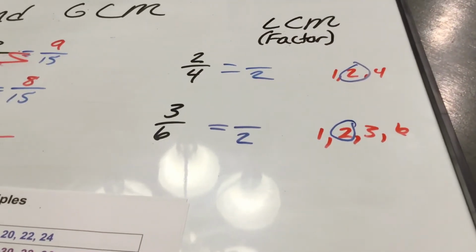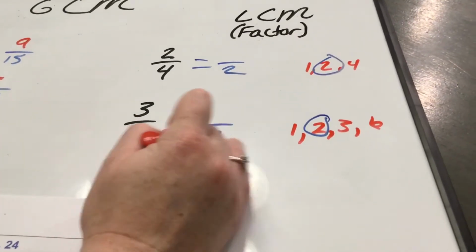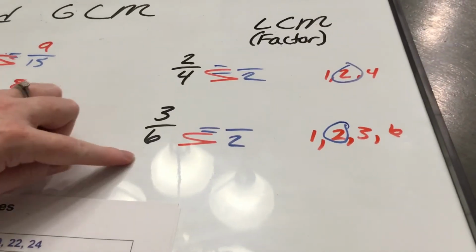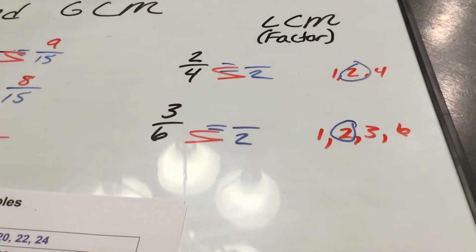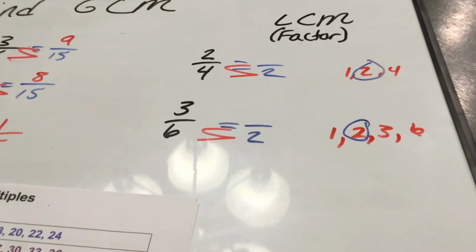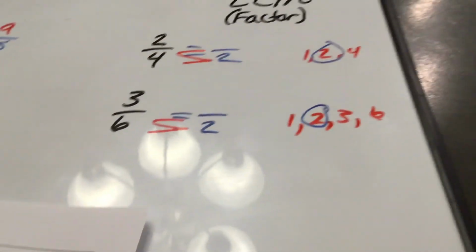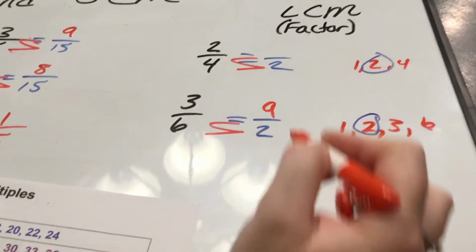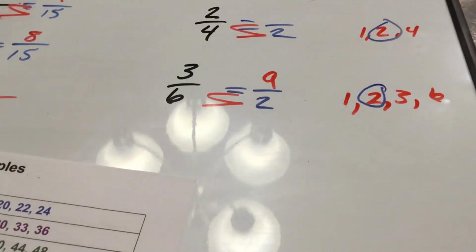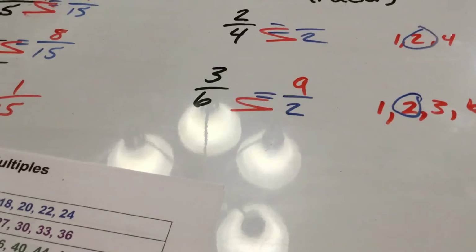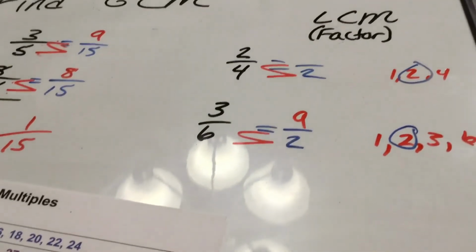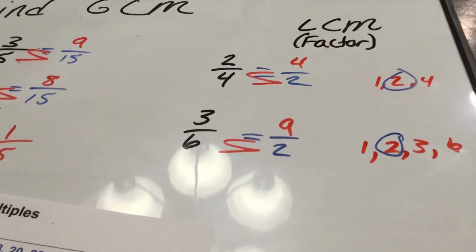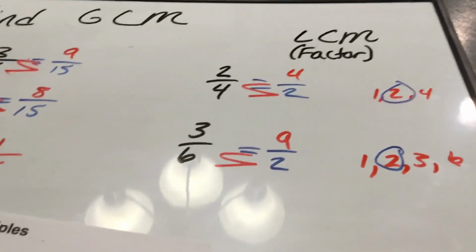Okay, now we do the Z formation. Again, 6 divided by 2 is 3. 3 times 3 is 9. 4 divided by 2 is 2 times 2 is 4. And that's how we find our least common multiple.